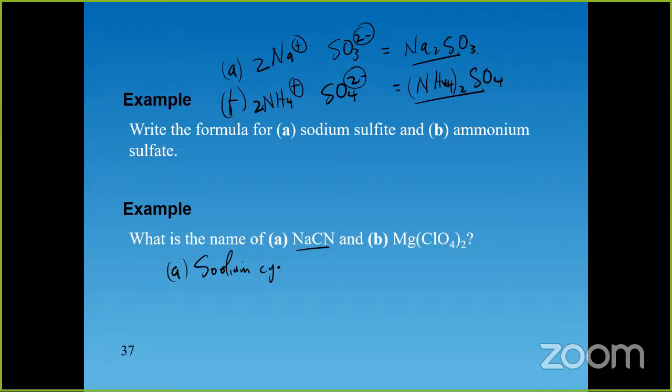And this is a substance you don't want to drink. Anything containing cyanide, unless you're contemplating suicide, but otherwise you don't want to drink that stuff.